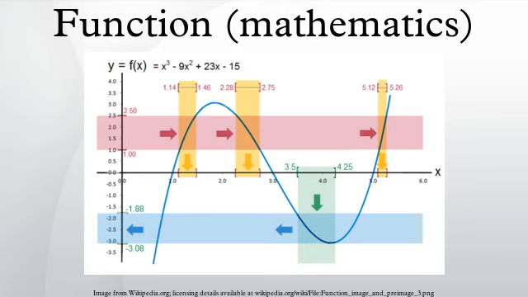Function spaces. The set of all functions from a set X to a set Y is denoted by X to Y, or by Y^X. The latter notation is motivated by the fact that, when X and Y are finite and of size |X| and |Y|, then the number of functions X to Y is |Y|^|X|.